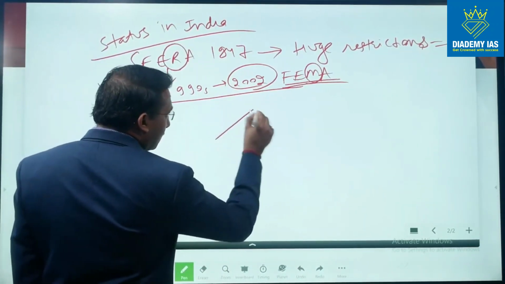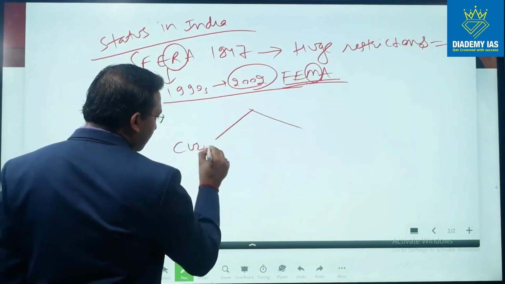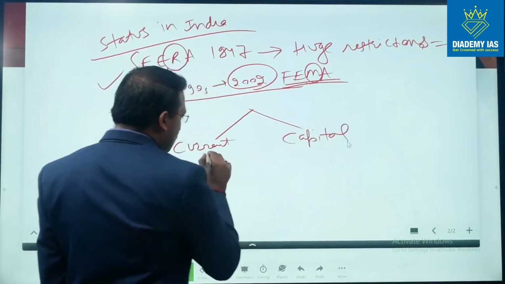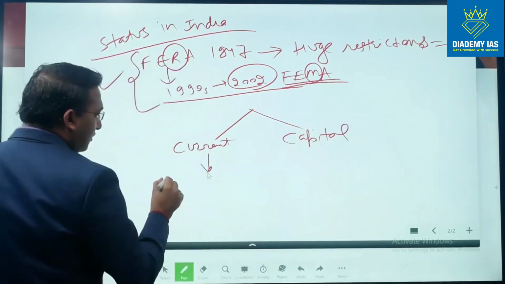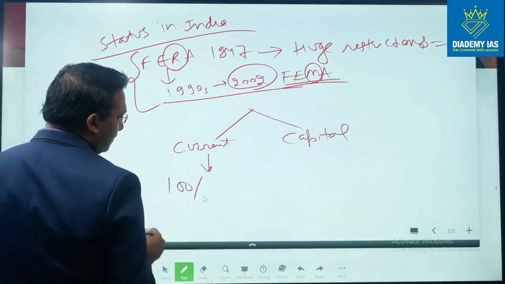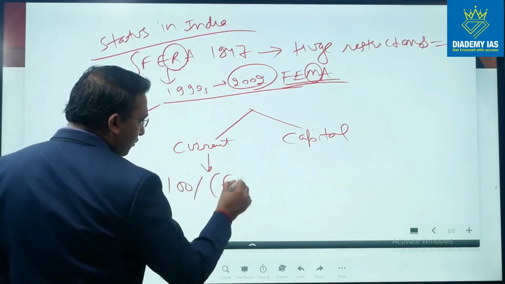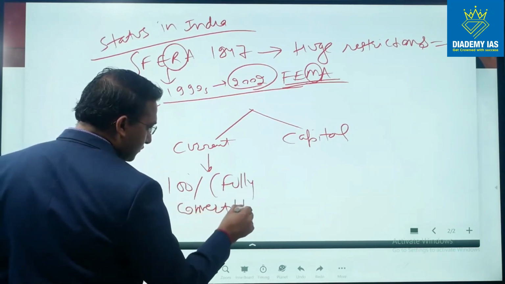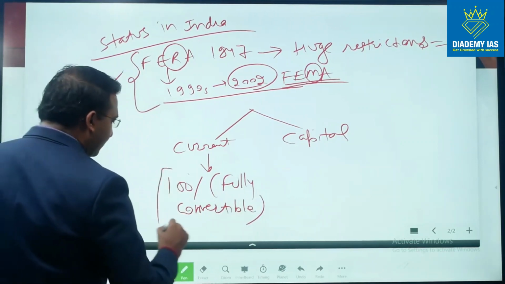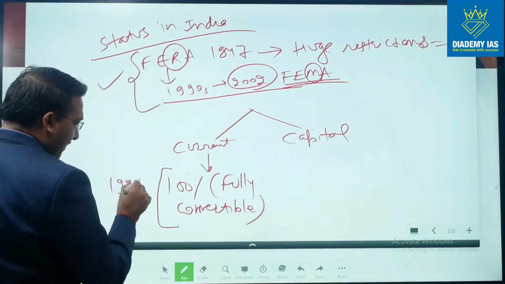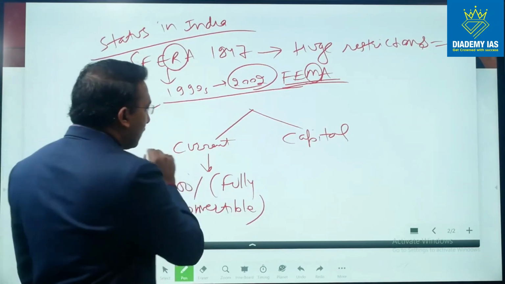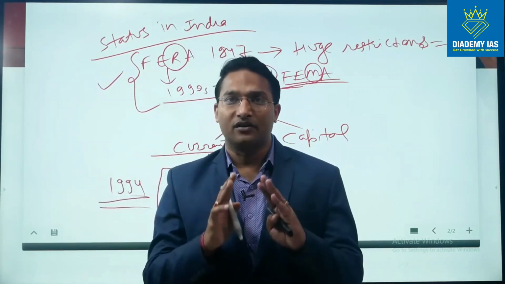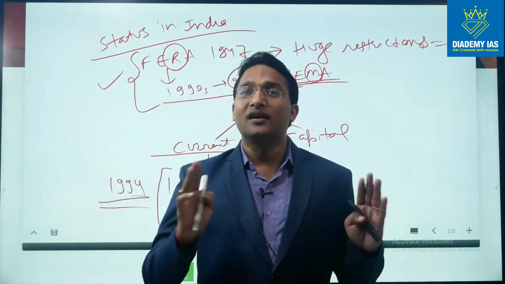Coming to the current account convertibility and capital account convertibility. So if we see current account convertibility, in India we have 100%, or rather we should say fully convertible current account, right? And this is existing since 1994. So till 1990s this convertibility was very limited. So till 1990s we were having partial convertibility.